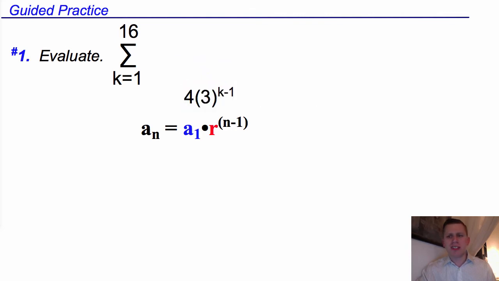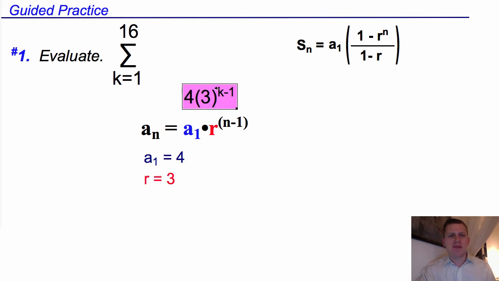If it's a geometric series, I can use this formula here to find the sum of all the terms. I just need to plug in the first term, the common ratio, and how many terms we're looking at. Here it's going to be really easy to figure out what the first term is. I can see what's in place of the first term here is 4. What's in place of the common ratio is 3.